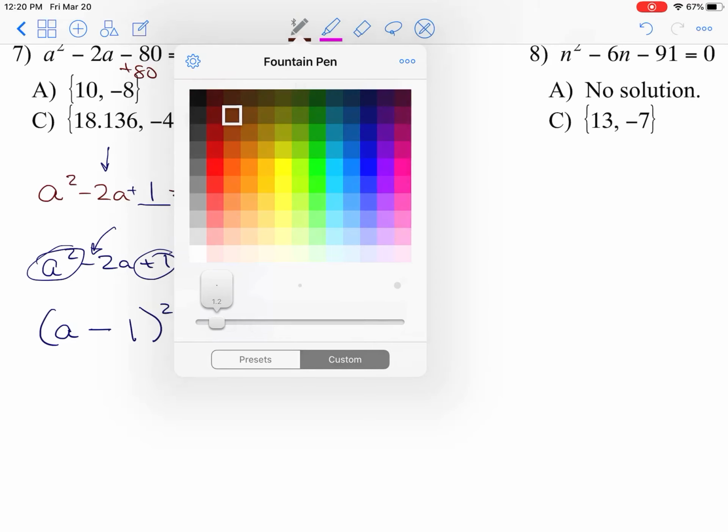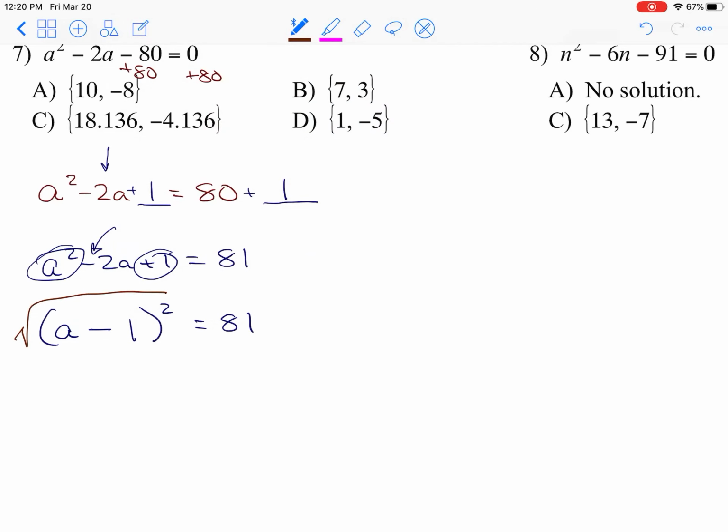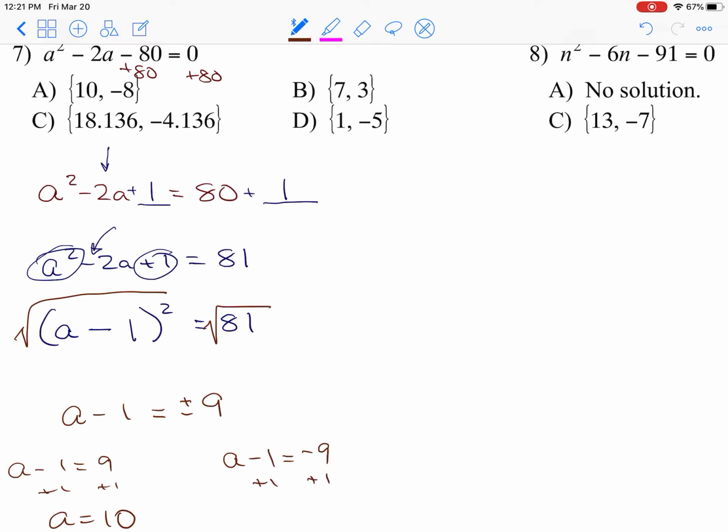All right, this is where we take the square root of both sides. The square root of that binomial square just gets rid of the parentheses and the square, so I get a minus 1. On the right-hand side, 81 is positive 9 times positive 9, as well as negative 9 times negative 9. So then I have my two equations. And when I solve my two equations by adding 1 to both sides, I get positive 10 and negative 8. Hope that helps.